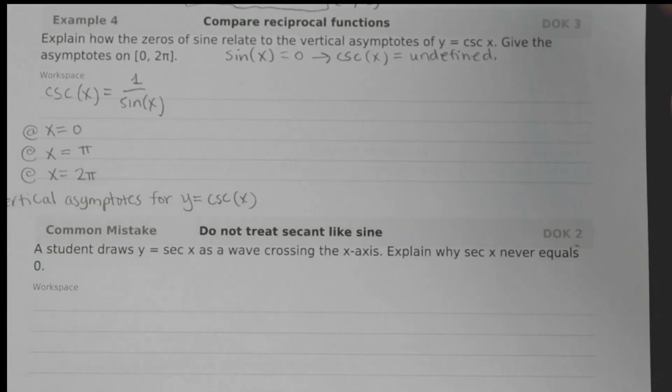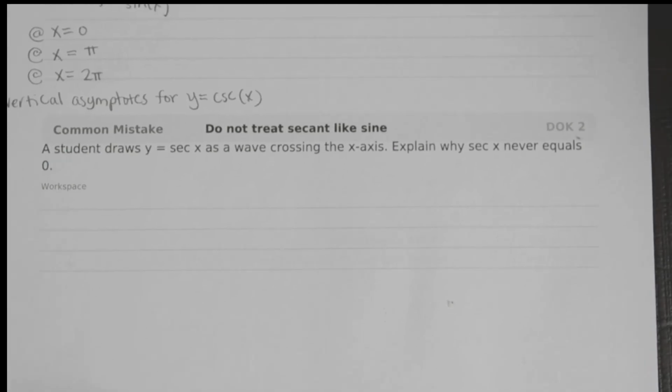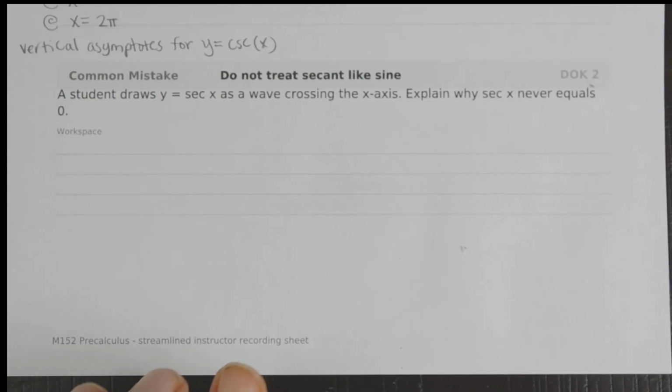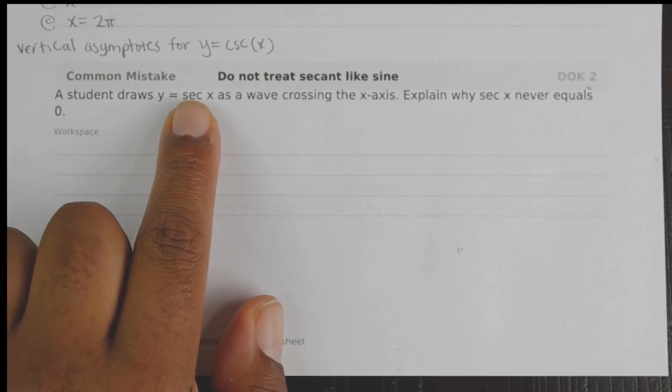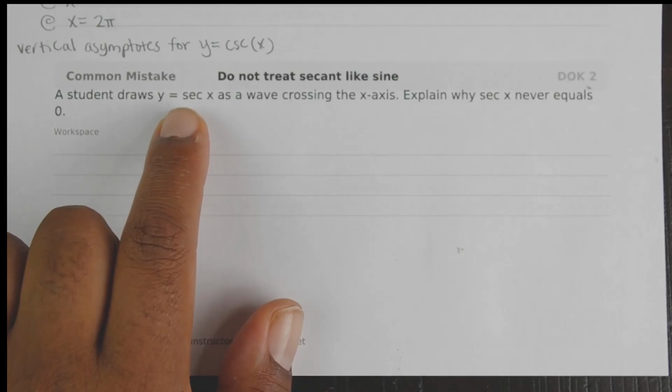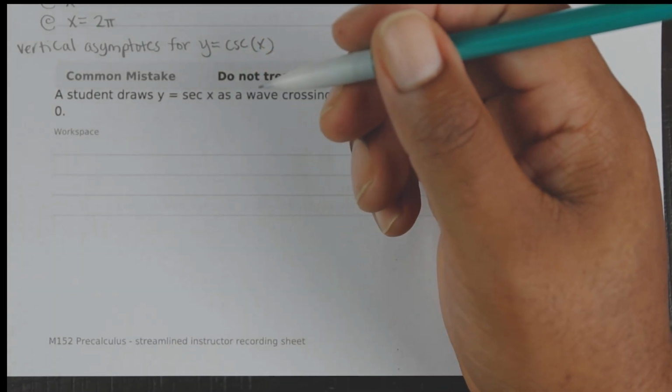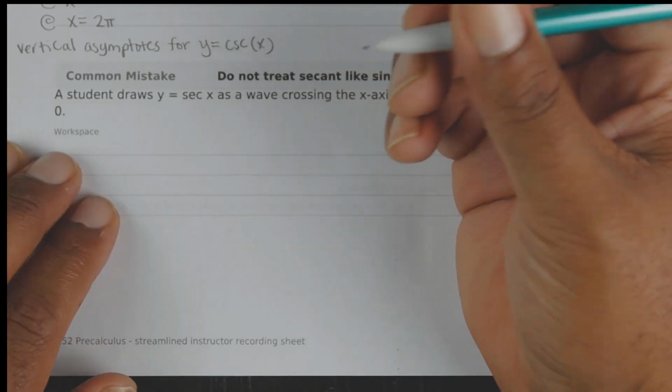Okay, let's look at a common mistake. A student draws y equals secant x as a wave crossing the x-axis. Explain why secant x never equals 0. So first of all, this is incorrect because secant is not a sine wave. Remember, sine and cosine are sine waves, right? Secant is the reciprocal of cosine.